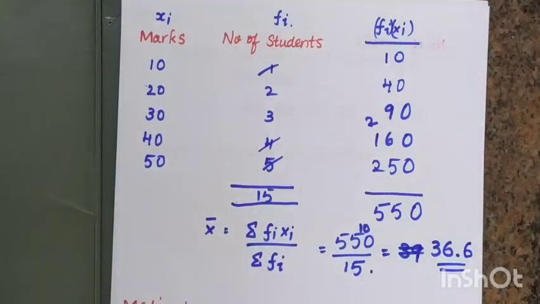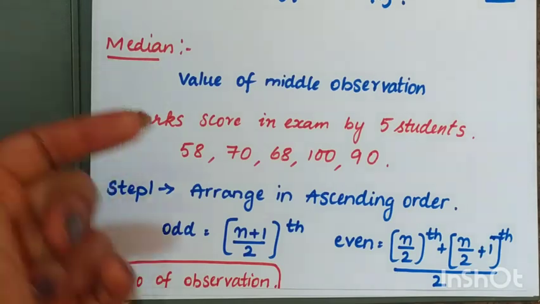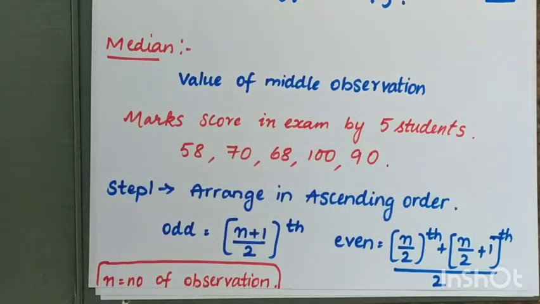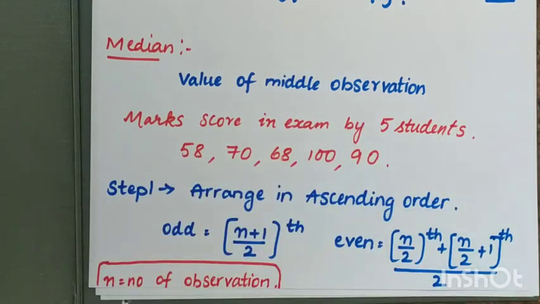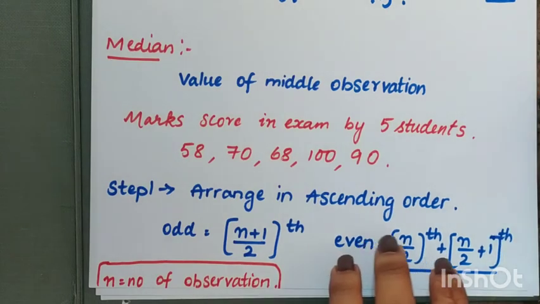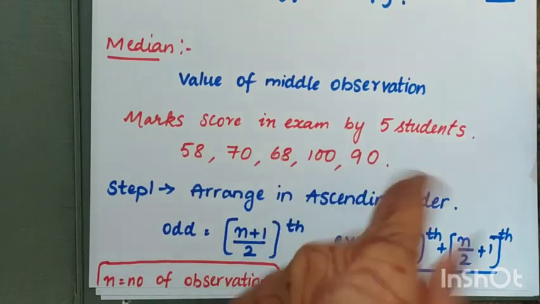Now what's median? Median in the sense the middle observation, the value of the middle observation. And now I will tell you an example. So this is median. Now there is a question, marks scored in exam by 5 students. These are the 5 marks scored by the students. Step 1 is you are supposed to arrange all the values in ascending order. So that means the first one is 50, 58, then 68, 70, 90 and 100.